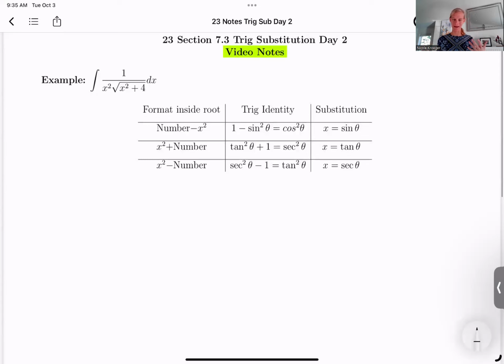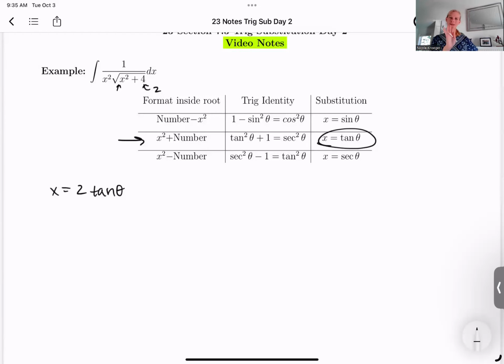So we have to start out by making our substitution. We notice this is x squared plus a number. We're in the second scenario here, so we're going to do tangent. And we notice that the square root of 4 is 2. The coefficient on the x is just a 1. So we need a 2, essentially a 2 over 1, because we would want to cancel out the 1 and keep the 2. So we've got that part.